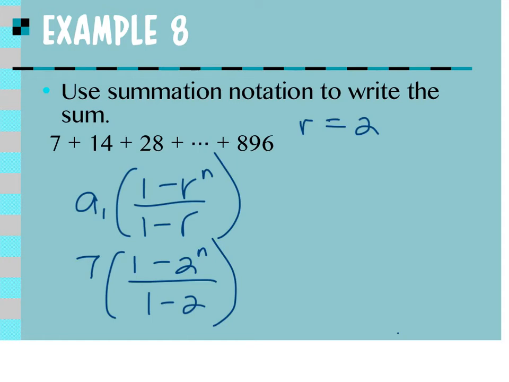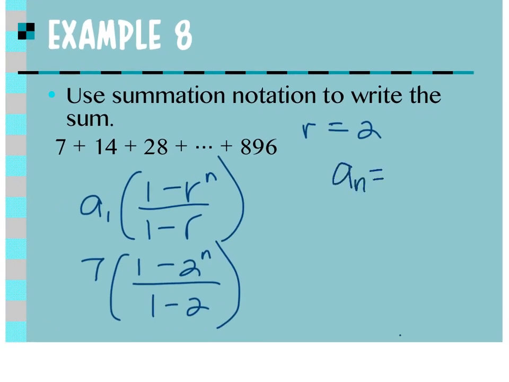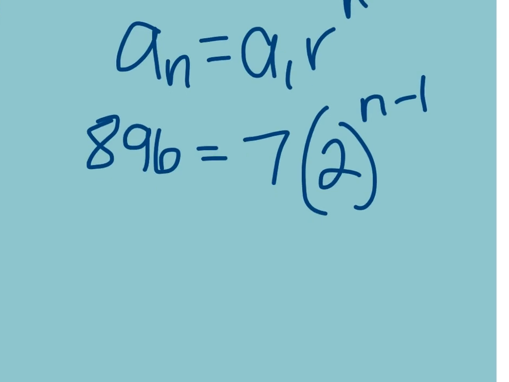Okay, so what you can do is use your equation, a sub n equals a sub 1 times r to the n minus 1, because what you have is the last term, 896, the first term, and r. We just don't know what n minus 1 is. You with me so far? Okay, so how would I solve that? You take 896 and divide by 7. You can't multiply 7 by 2 because 2 has that exponent.